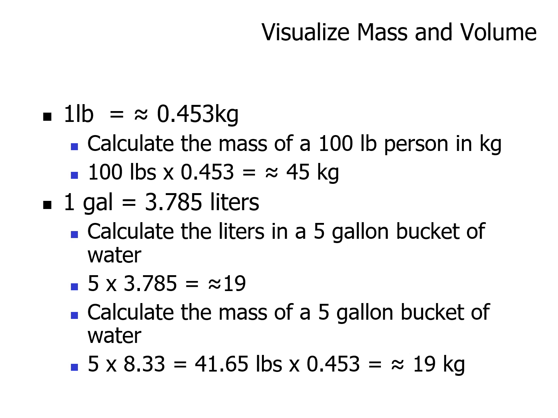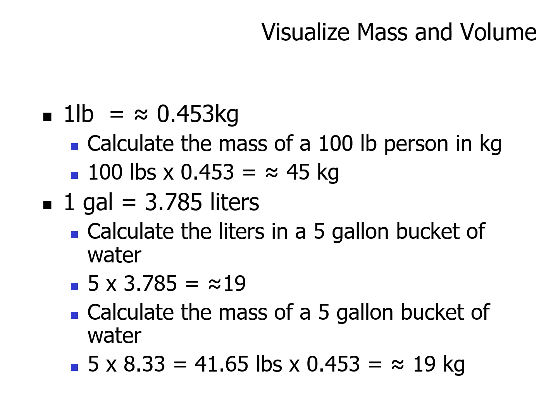A gallon is 3.785 liters. So it's not quite 4 liters, but it's close, 3.785. Calculate the liters in a 5-gallon bucket of water. Well, 5 at 3.785 is about 19 liters of water in a 5-gallon bucket.